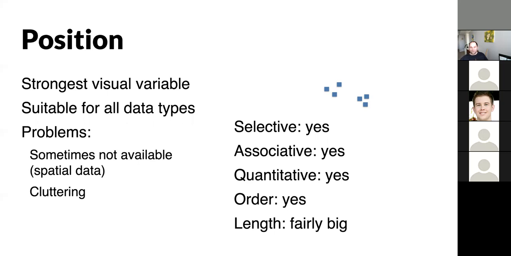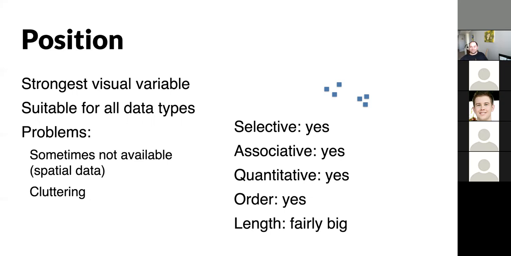Position is also suitable for all data types. So there is nothing that you can't encode with position. However, very often you have multiple things that you want to encode. For example, if you want to encode something on a map, you can't use position because position is already used by just where the thing is, right? And then there's also a problem of cluttering with position. So for example, if I have a lot of data points in something like a scatter plot that are in the same place, then they can clutter over each other.